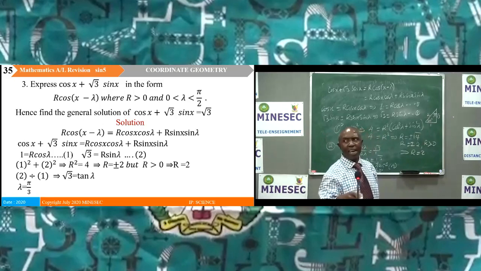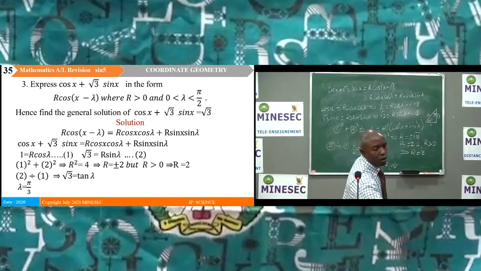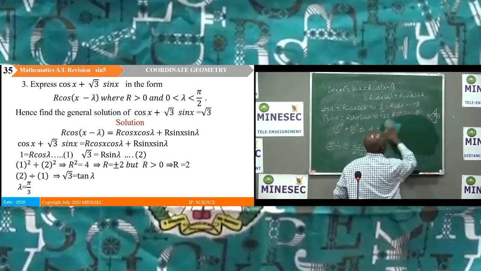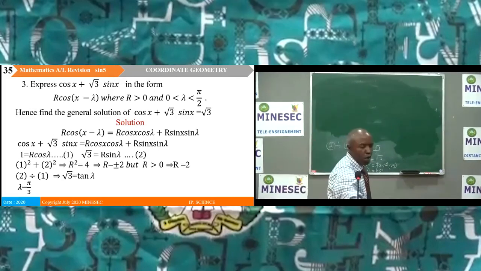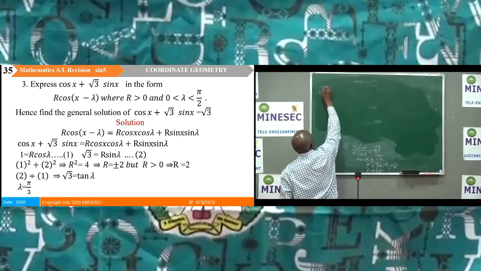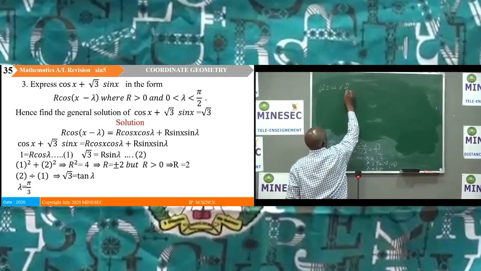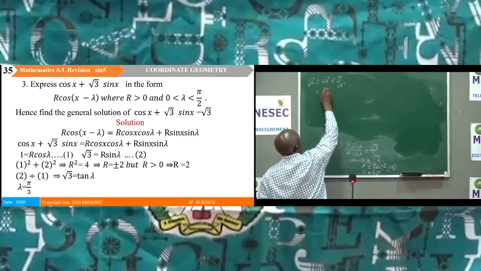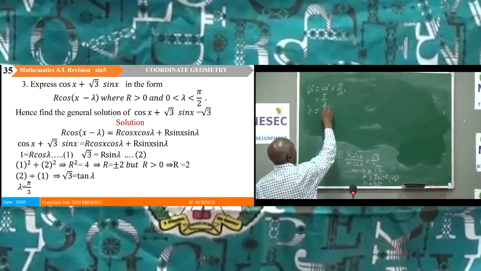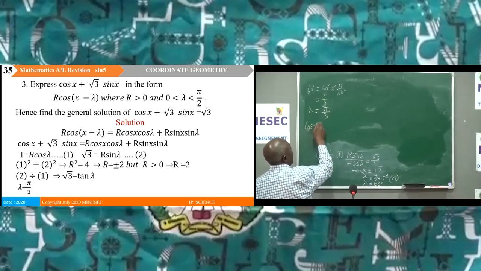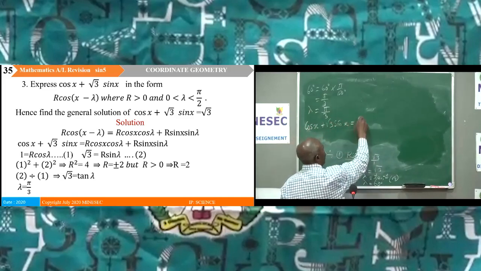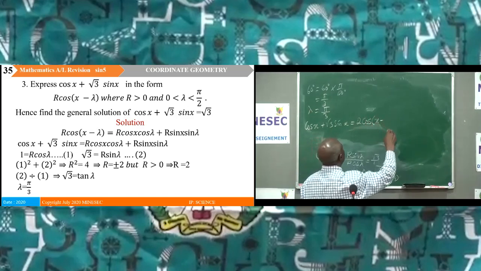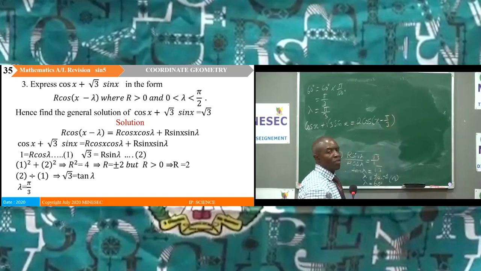They are talking of leaving your answer in terms of pi, so we need to convert 60 degrees to radians. 60 degrees in radians is 60 times pi over 180, which is pi over 3. So our lambda is equal to pi over 3. Therefore cos x plus root 3 sine x, with r equal to 2, is 2 cos(x minus pi over 3). We have expressed it in that form.